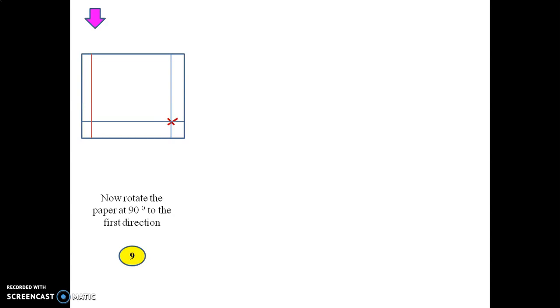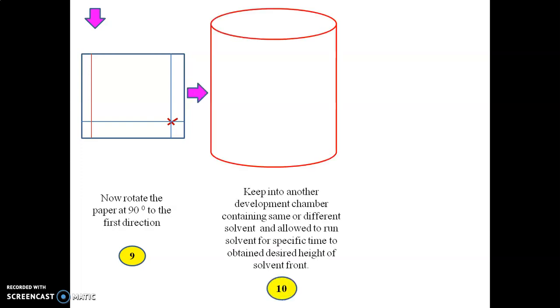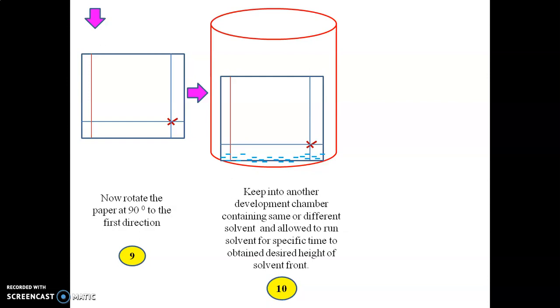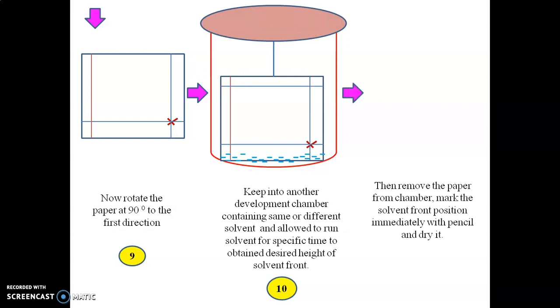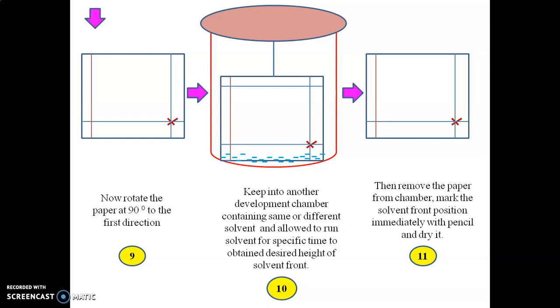Now rotate the paper at 90 degrees to the first direction. And again keep it in the development chamber containing the same or a different solvent and allow the solvent to run for a specific time to obtain the desired height of the solvent front. Then remove the paper from the chamber, mark the solvent front position immediately with a pencil and dry it.